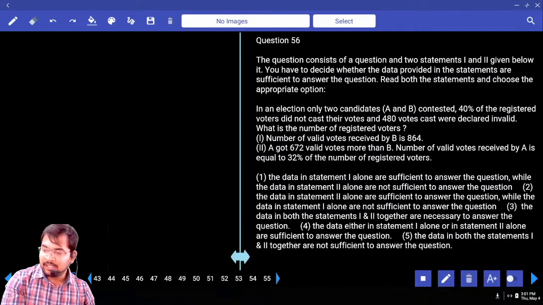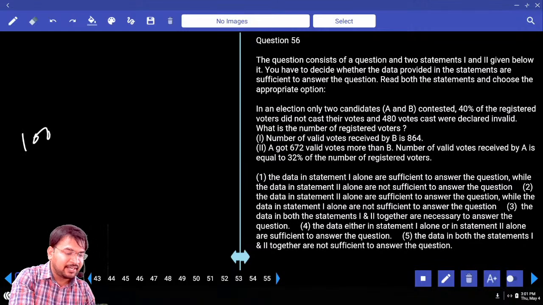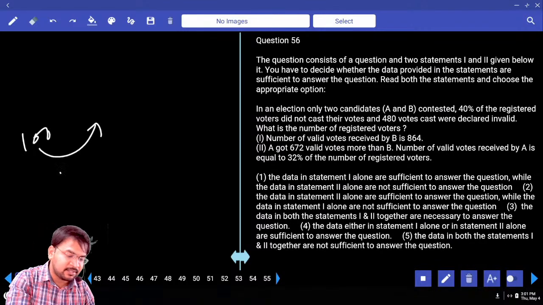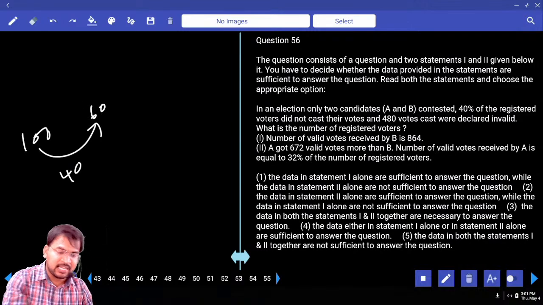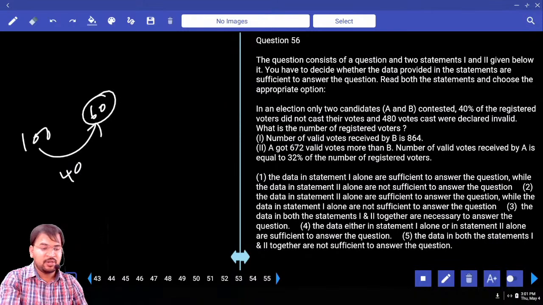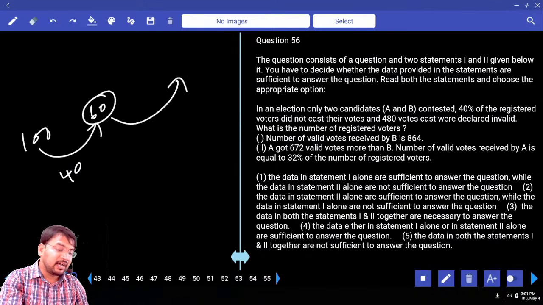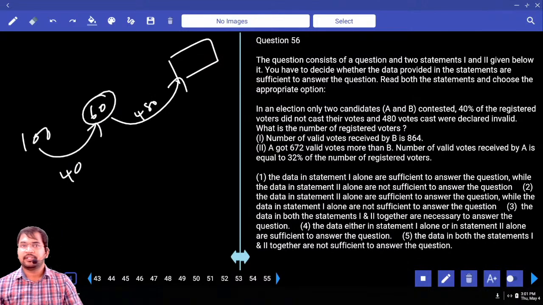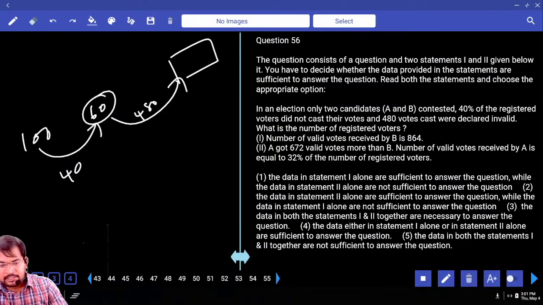So, first of all, in that election, 100 registered voters are there. 40% of registered voters did not cast, so only 60 votes are cast. Out of 60% votes, 480 are invalid. And 60% minus 480 is nothing but valid votes. Are you clear? So, now see the first statement.